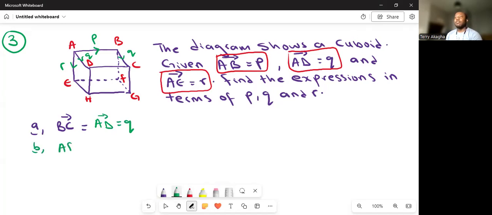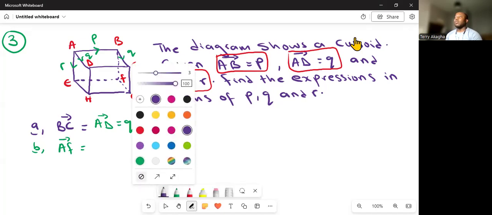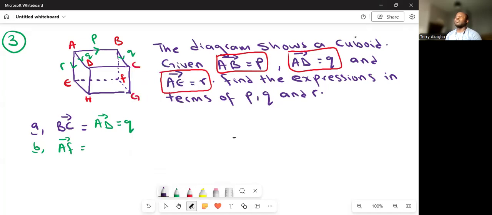Now we're looking for AF, so we need to move from A to F. Starting from A, let me see if I can use another color. I want to move from A and stop at F. So I can go from A to E and E to F, or I can go from A to B and B to F. So any one you want. So we can go from A to E. Then we now move from E to F.